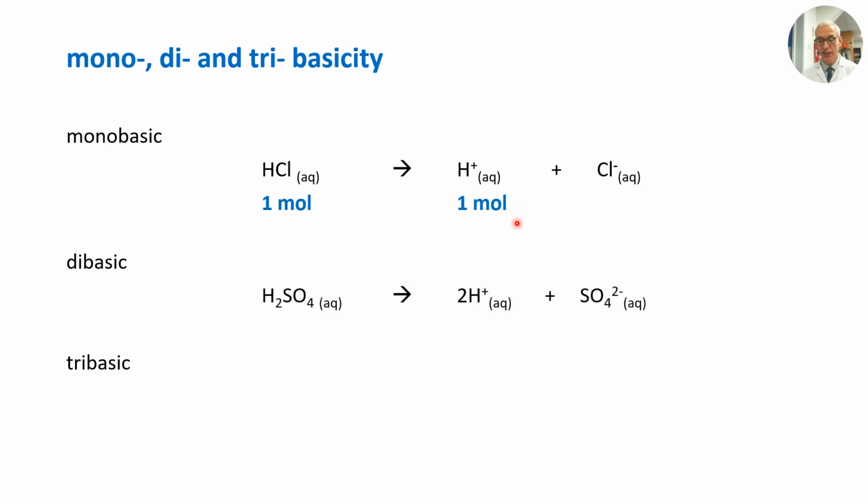A dibasic acid, sulfuric acid, H2SO4, on full ionization releases 2 moles of H+ ions into solution, and a tribasic acid such as phosphoric acid, well, 1 mole of phosphoric acid will release 3 moles of hydrogen ions into solution. So we have a 1 to 3 ratio. So that's important in various types of calculation, including pH, but also, of course, in titration.